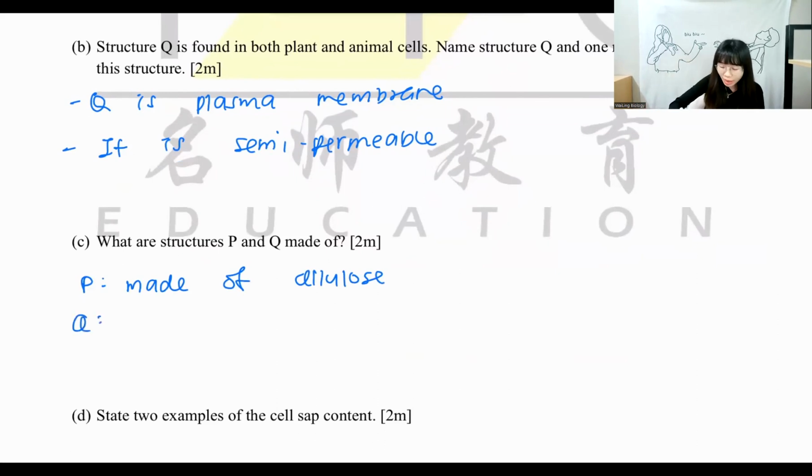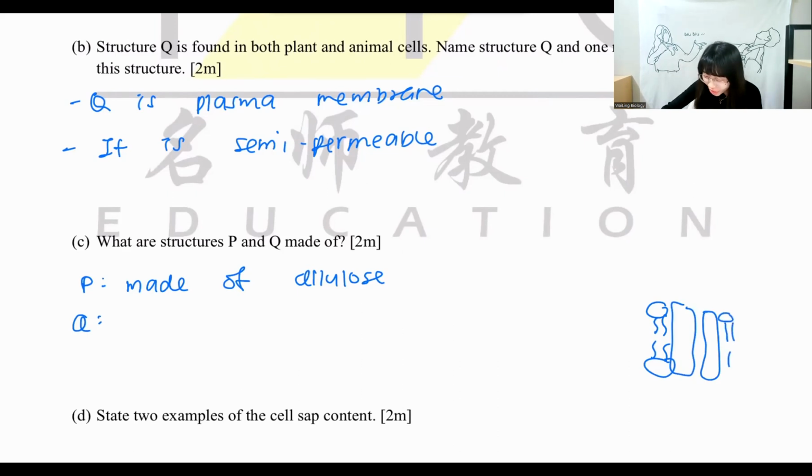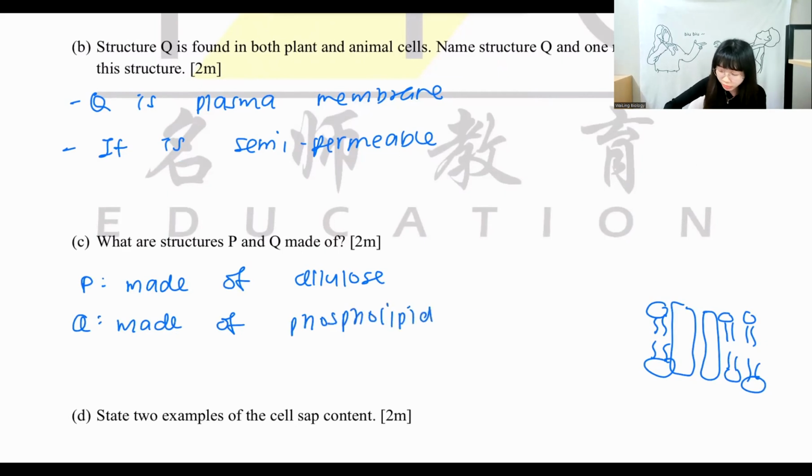And then Q is plasma membrane. Plasma membrane, we learned it in chapter 3. We have two components that make up a plasma membrane. First, remember there's a head and tail. Remember these guys? What do you call this? Phospholipid, correct? And then we have another thing. What is this? A protein, correct? So they are actually made of phospholipid and also protein. So the answer is made of phospholipid. Don't have to write bilayer, also can.